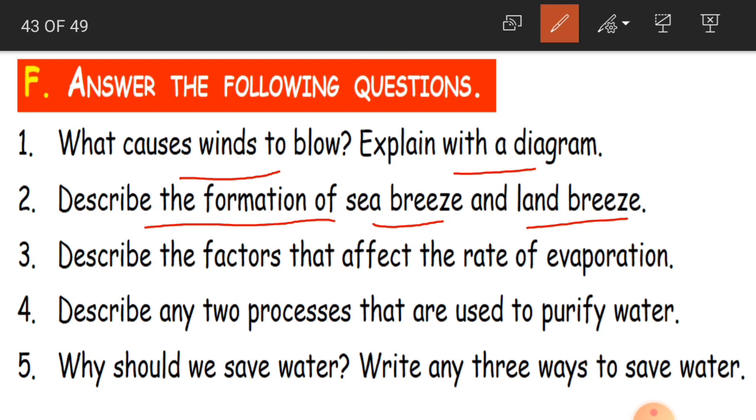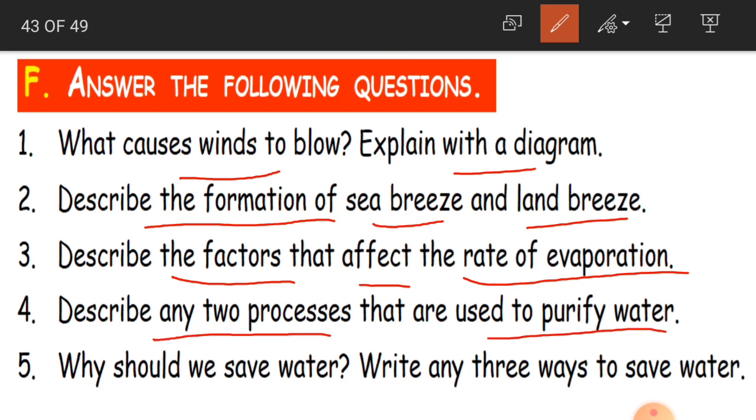Third one is, describe the factors that affect the rate of evaporation. And the fourth one is, describe any two processes that are used to purify water. And the fifth one is, why should we save water? Write any three ways to save water.